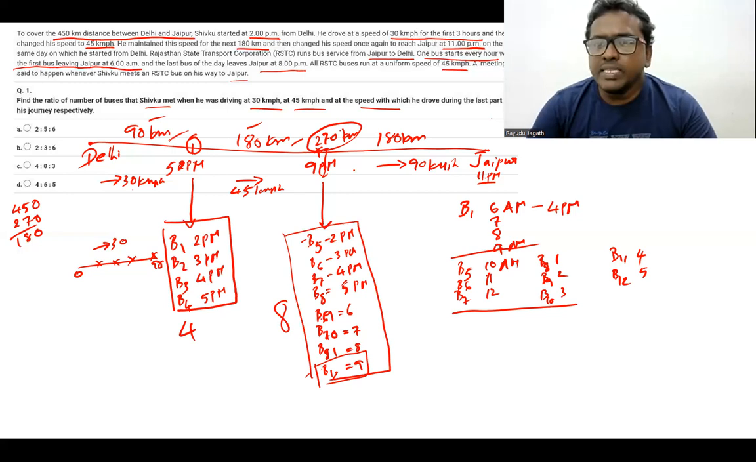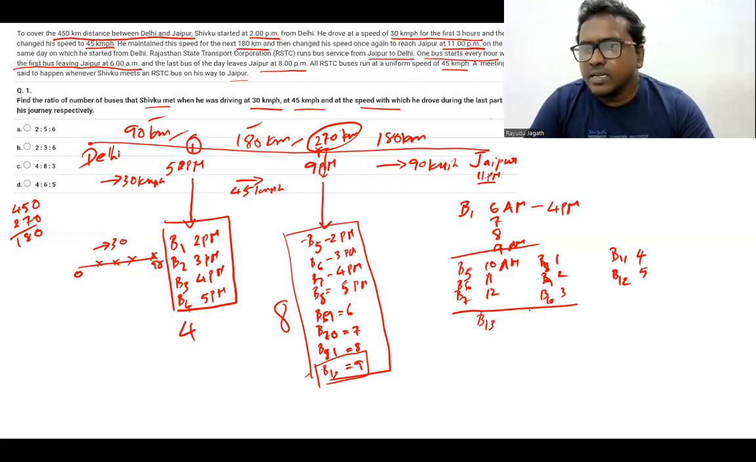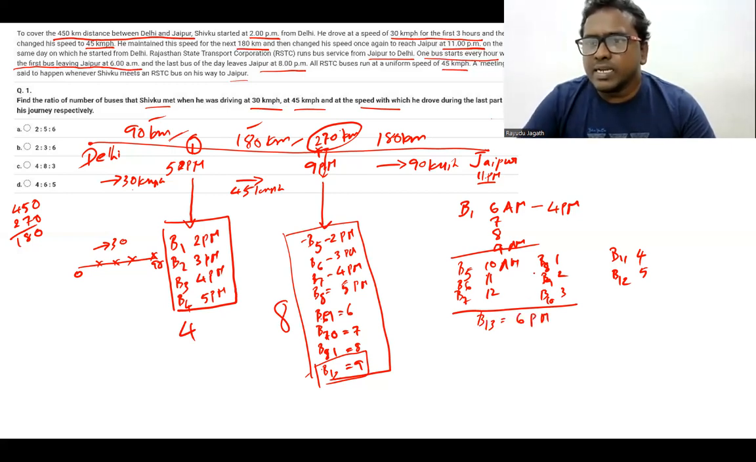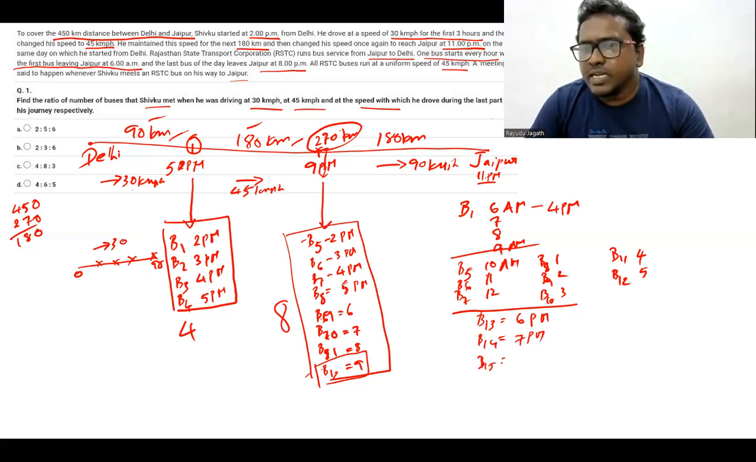Now Shiva is at the 270-kilometer point at 9 p.m. and still has 2 hours of journey, 180 kilometers. Now Shiva is moving with a speed of 90. After B12, B13 will start at exactly 6 p.m., B14 at exactly 7 p.m., and the last bus, B15, starts at exactly 8 p.m.